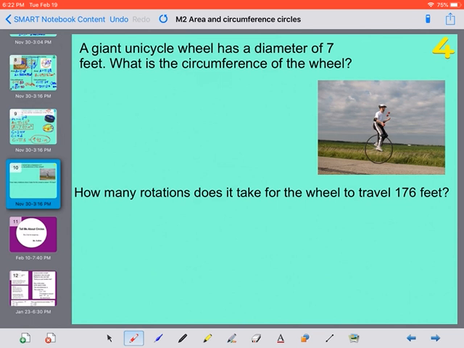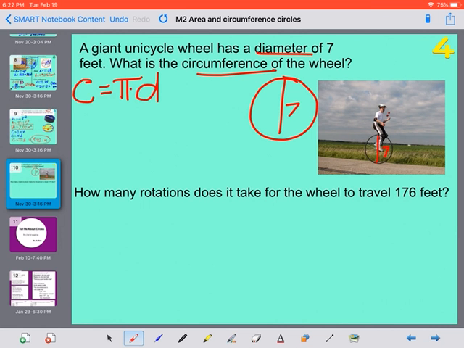Last question. It says a giant unicycle wheel has a diameter of 7 feet. So diameter, all the way across from one side to the other, is 7. If you want to draw a circle here so you can see better, there you go. What is the circumference of the wheel? So we're only looking for circumference right now, which is pi times the diameter, or 2 pi r. We already have the diameter, so let's just use this formula. Circumference is pi times 7.